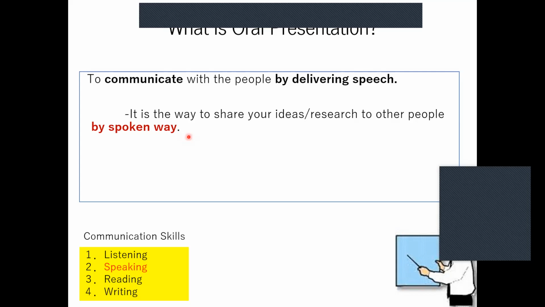Now, let's see. I already informed you that among the four basic communication skills, speaking is number two, and oral presentation, or effective presentation for civil engineers, is a kind of speaking communication skill. So you have to improve this skill to make it more effective, more perfect, to communicate with other people.